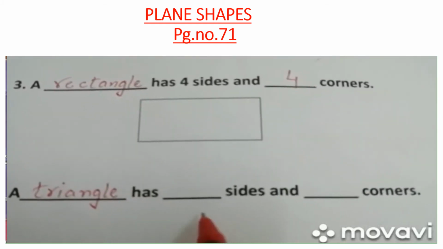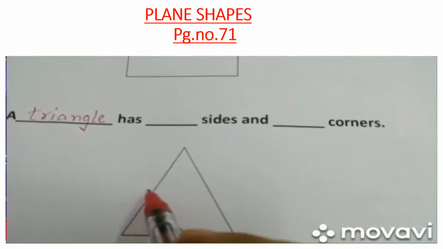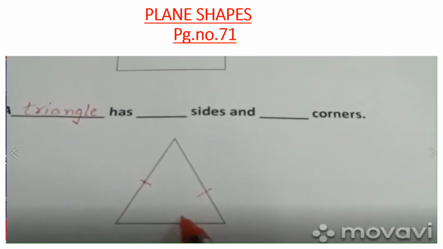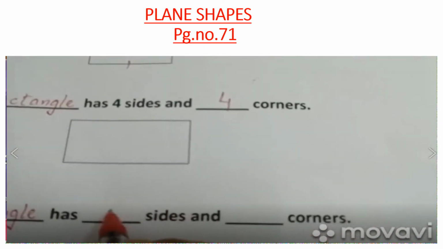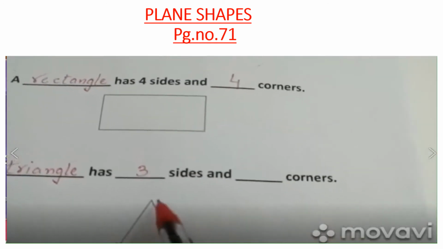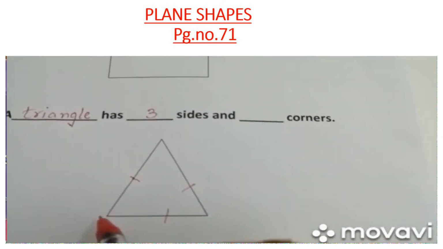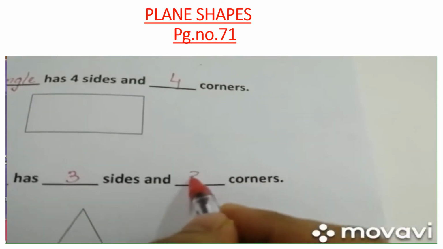T-R-I-A-N-G-L-E. So how many sides is a triangle having? See, count. 1, 2, 3. See, right here, 3. And how many corners? 1, 2, 3. Okay.